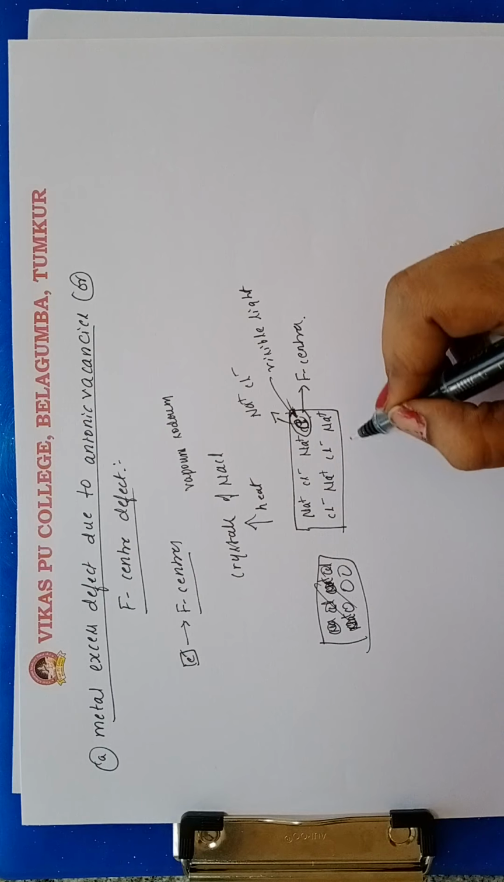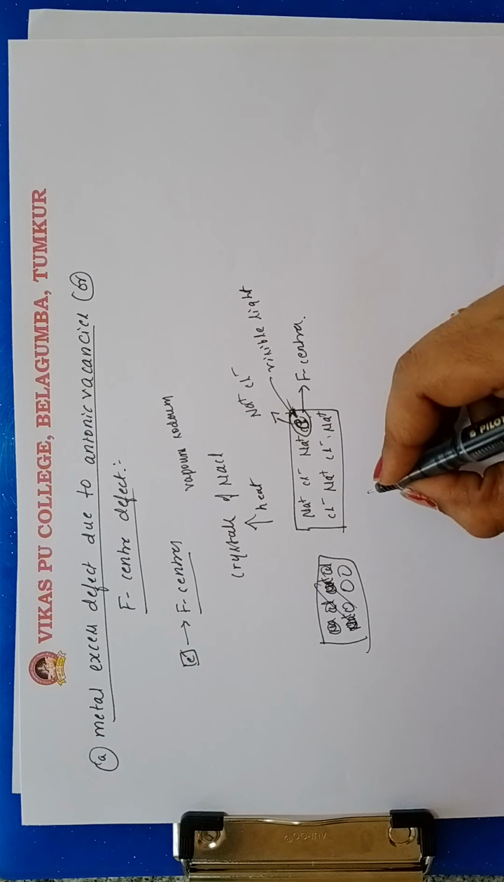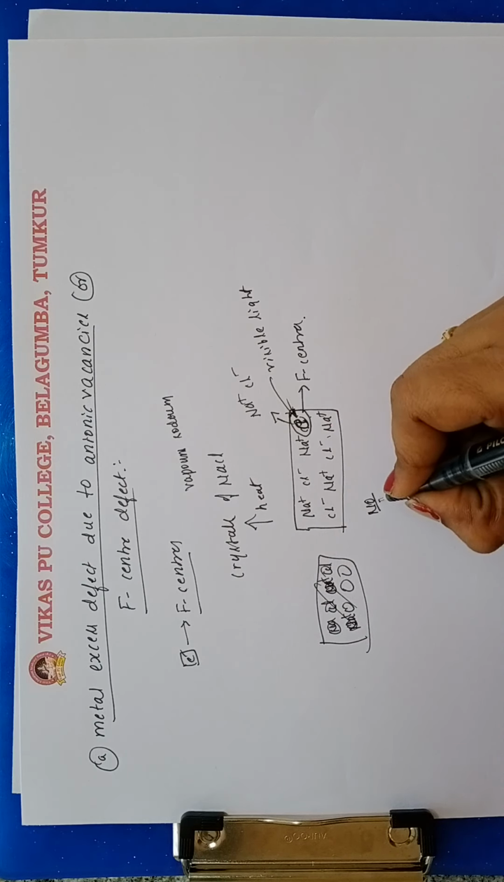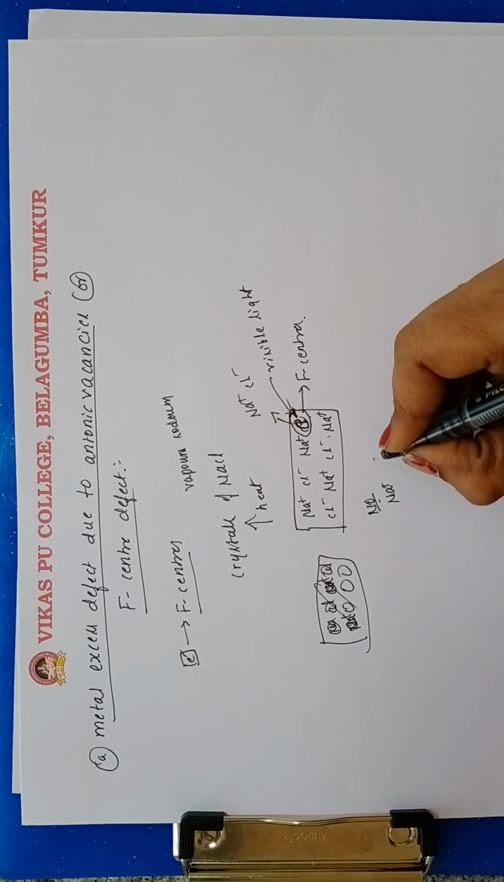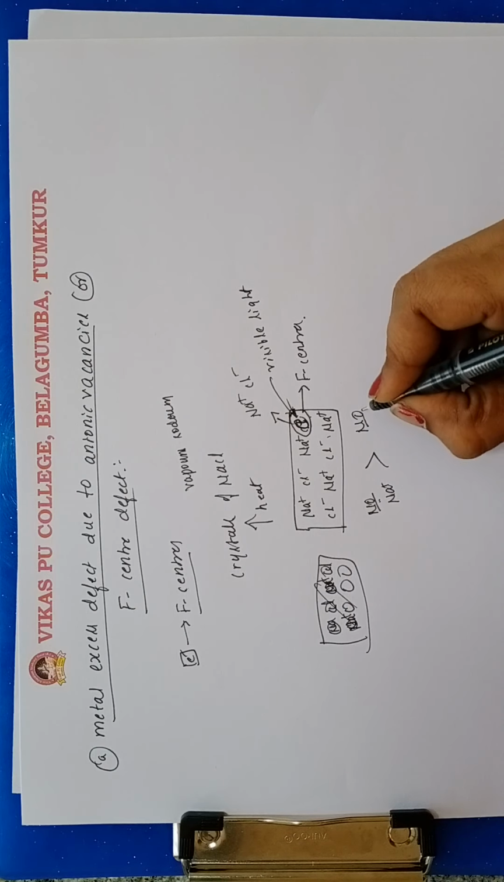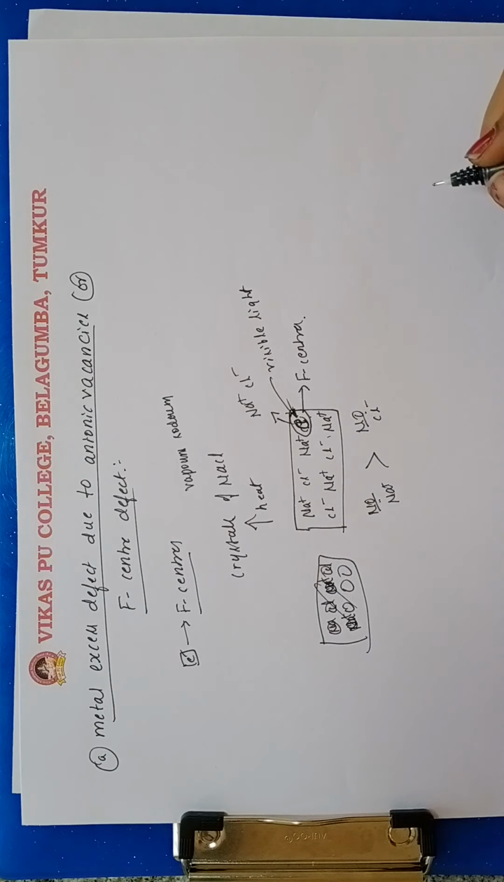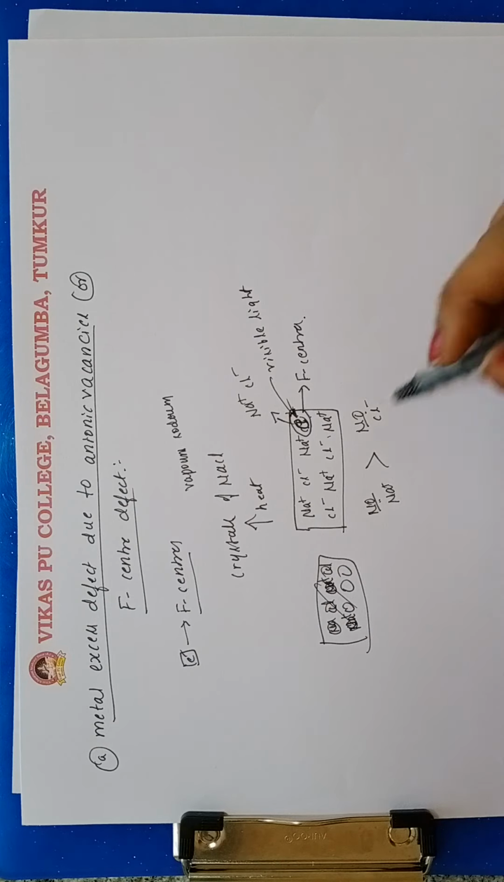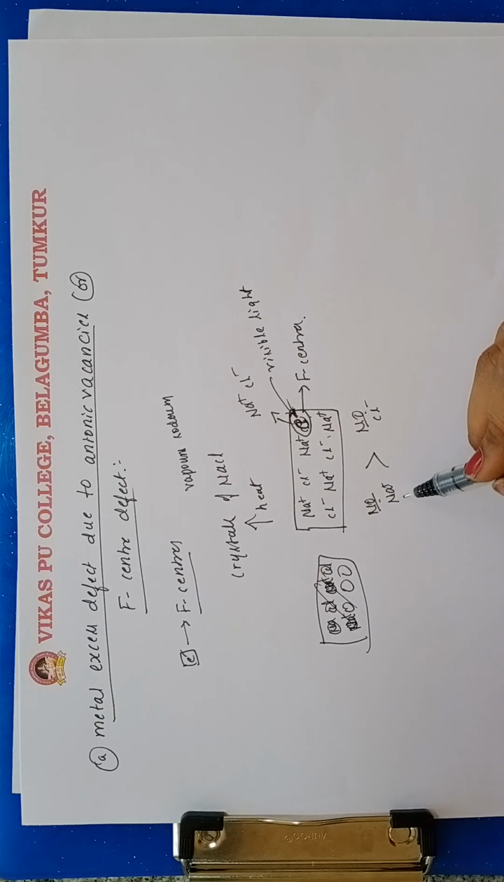You can observe at that time the number of Na+ ions is more than the number of Cl- ions. Because of this, the stoichiometry of the crystal changes slightly. Therefore, we call this a metal excess defect.